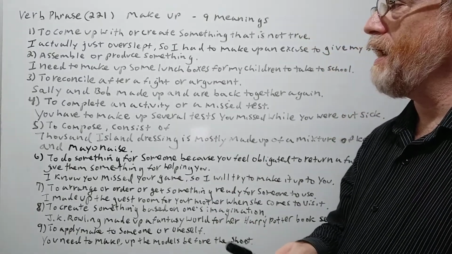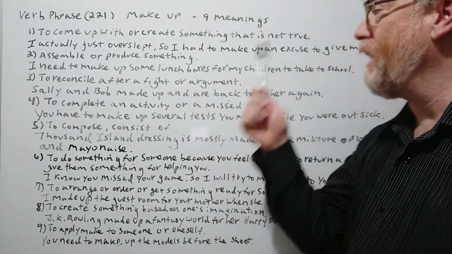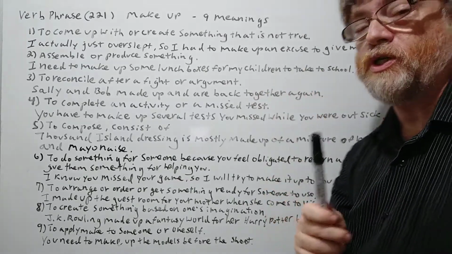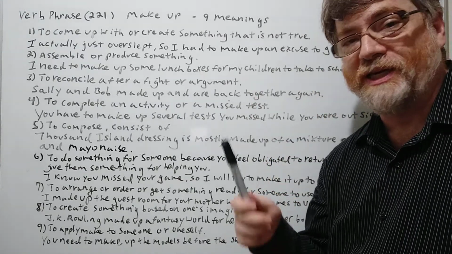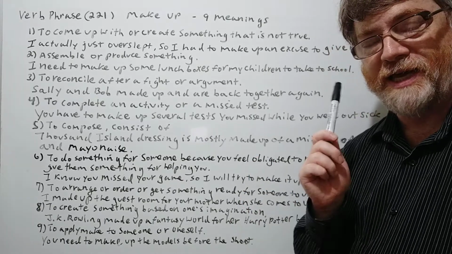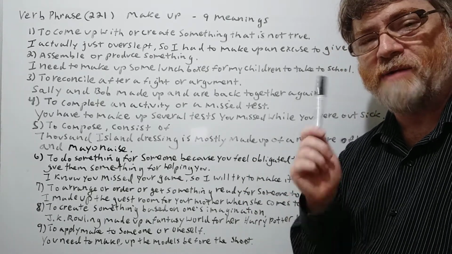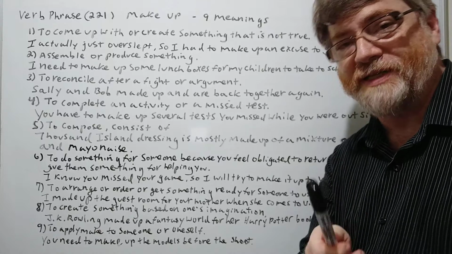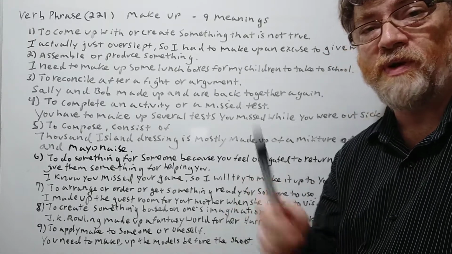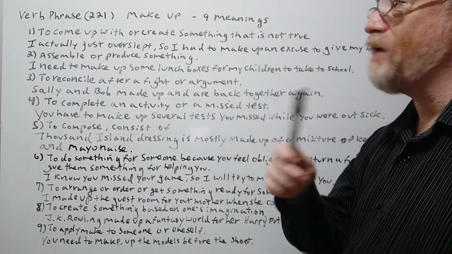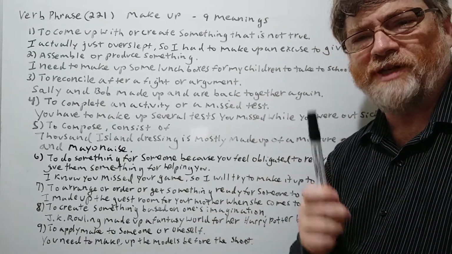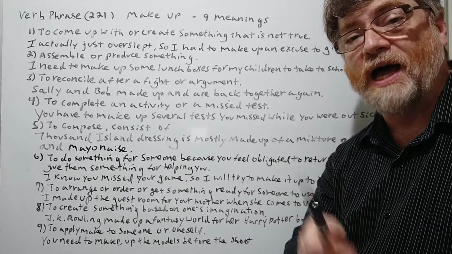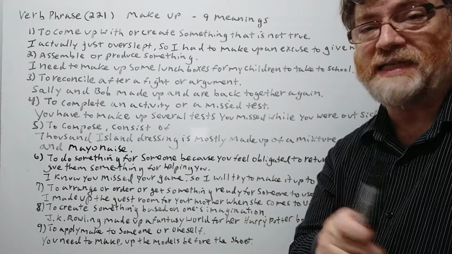I actually just overslept, so I had to make up an excuse to give my boss. Of course, usually if that was the real reason that you were late for work, that you overslept, that would not be a very good or acceptable reason. So you have to make something up. You have to create something that is not true. You just make it up. So, we often say that somebody might make up lies. That's what we mean in that sense.